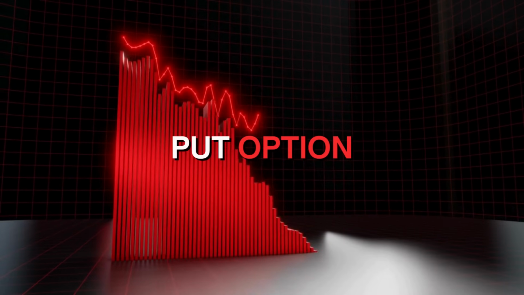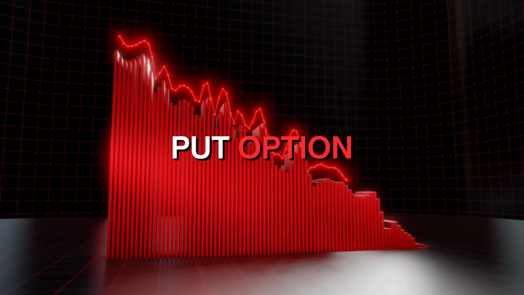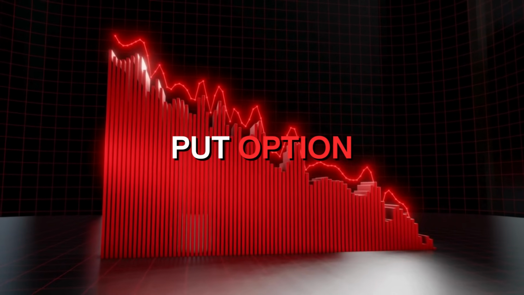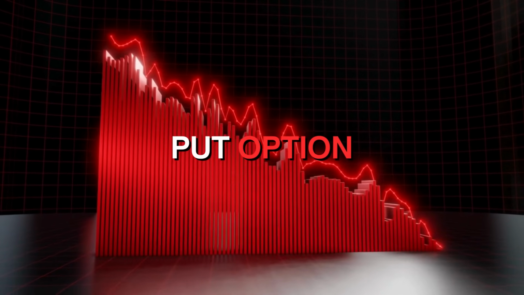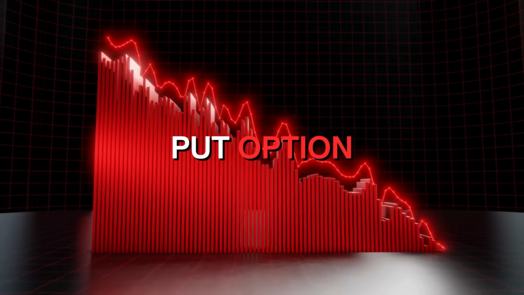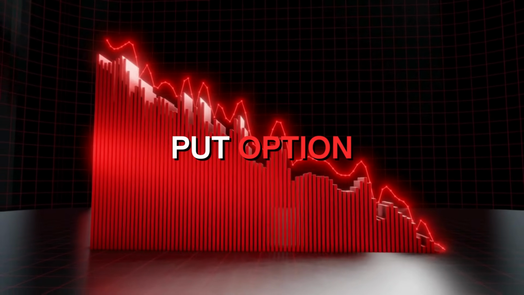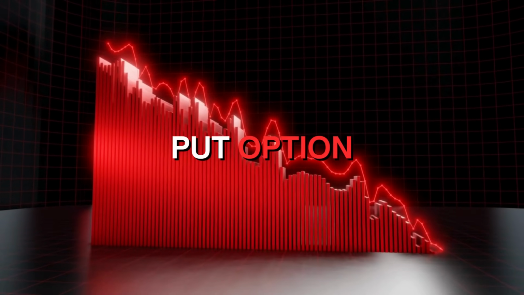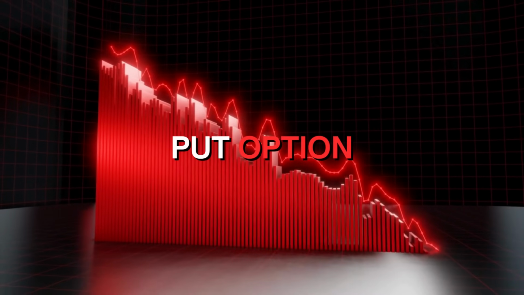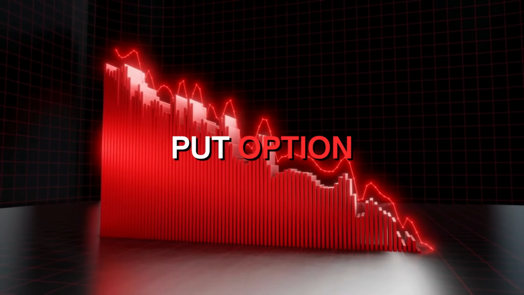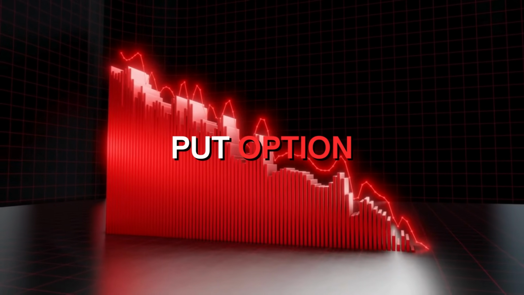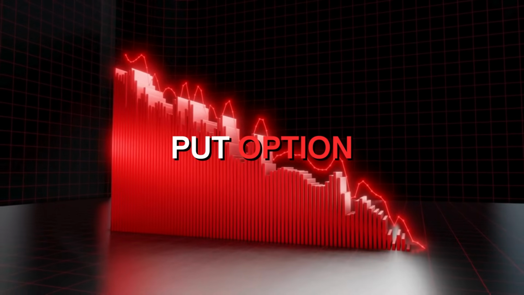Put option. A put option is a financial contract that gives the holder the right, but not the obligation, to sell a specific amount of an underlying asset at a set price within a specific time frame. It's a way to bet on a stock's decline without short selling. If an investor believes a stock's price will fall, they might buy a put option as an alternative to short selling.